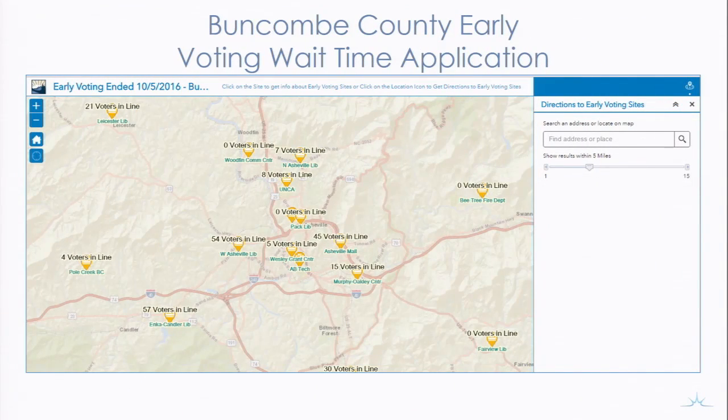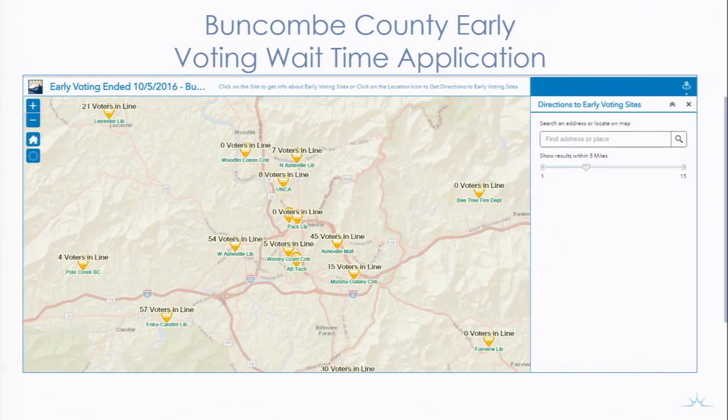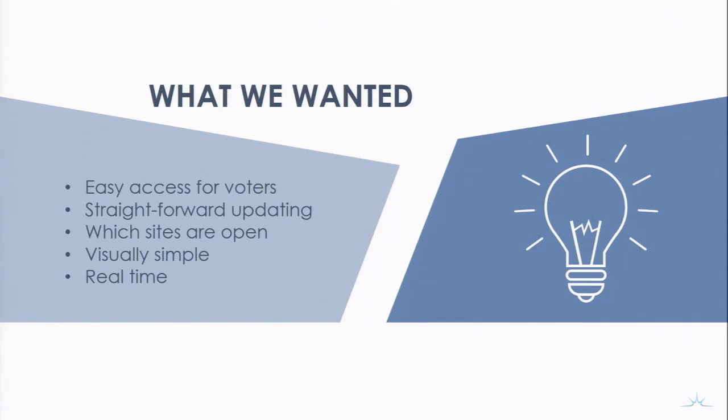Hi, I'm going to start talking first about the Buncombe County early voting wait time application. This is a real-time mapping application showing early voting polling locations and how many people are in line in each location. So we wanted something that was easy to use for voters. We wanted a straightforward application that was easy to interpret. This application is available on the buncombecounty.org website, on the Board of Elections website.